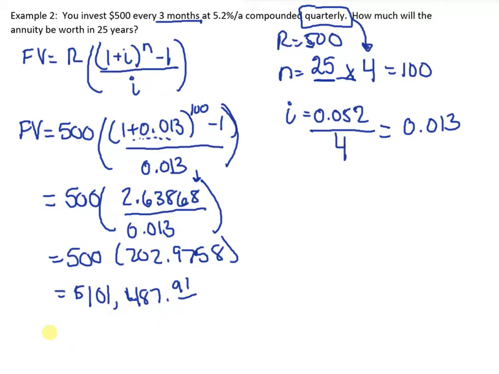So approximately that's about $2,000 a year, and then it's making 5%. In 25 years, it's going to be worth, therefore, it will be worth 101,487.91.